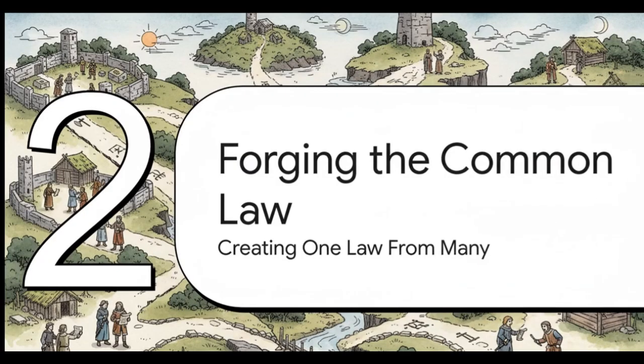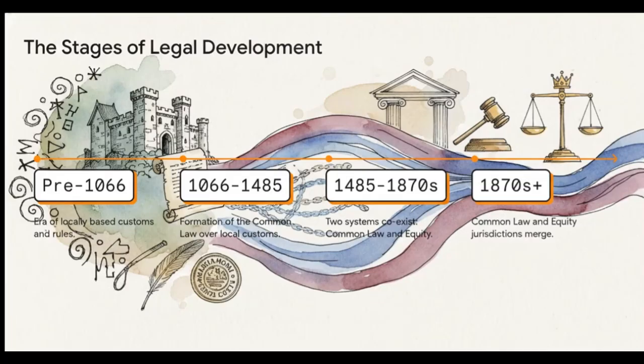So how in the world did we end up with this split in the first place? Well, to understand that, we've got to jump in the time machine and go way back, to a time when there wasn't even a single unified law for the whole country. Our story really gets going after 1066. Before the Normans invaded, England was just this hodgepodge of local customs. What was legal in one village might be illegal in the next.